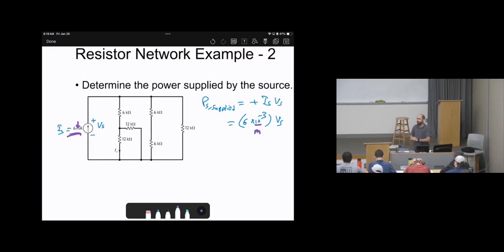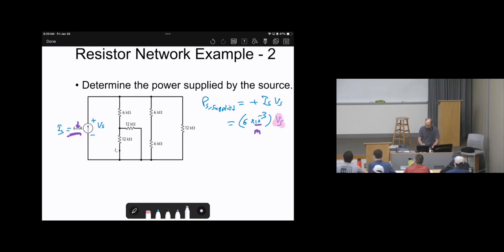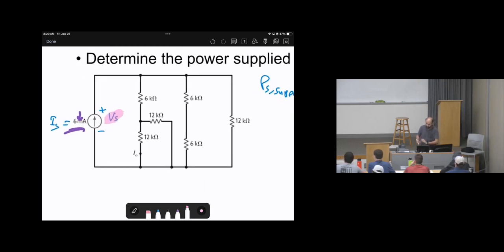Supplying power, it's positive because we make the current leave the positive. Then it is I source times V source. So we know I source. The concern is how to find V source. How can I calculate V source? Look at this circuit.